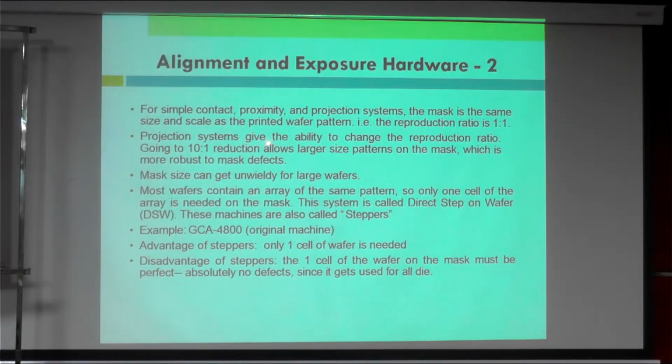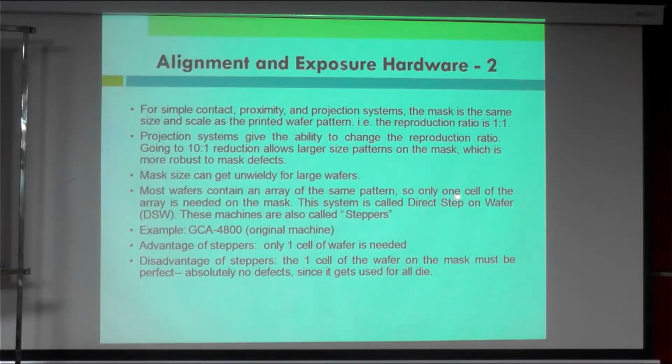And projection systems give the ability to change the reproduction ratio. Going to 10:1 reduction allows a larger pattern on the mask, which is more robust to mask defects. Mask size can get unwieldy for large wafers, and most wafers contain an array of the same pattern, so only one cell of the array is needed on the mask.